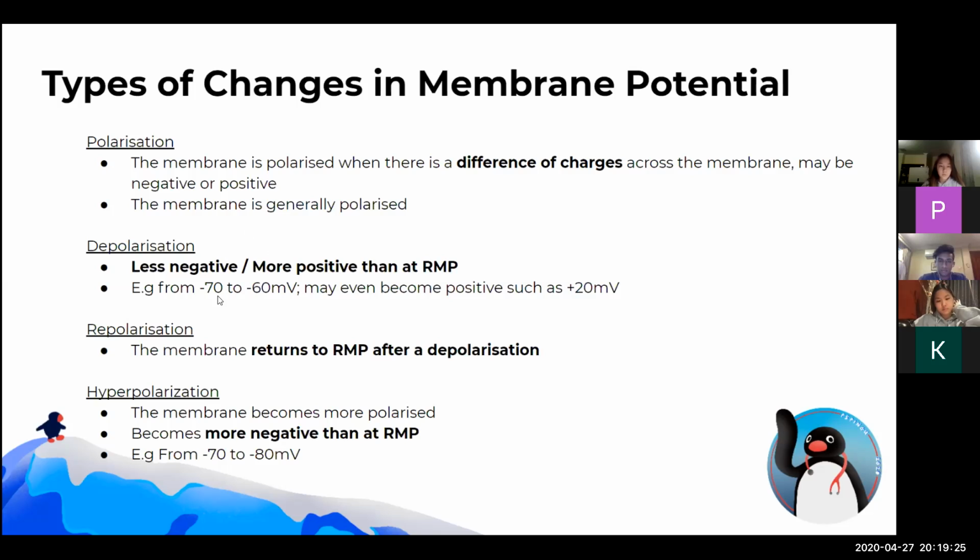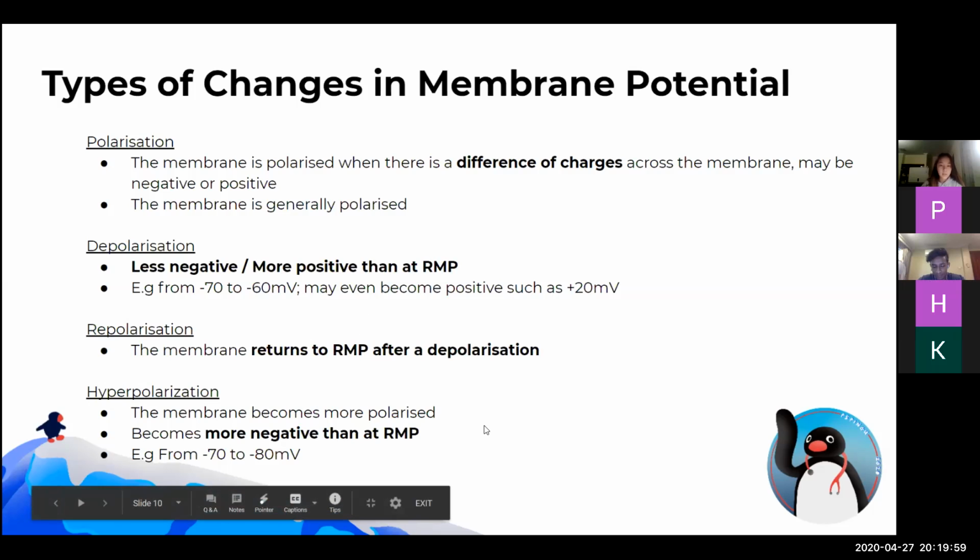For example, we could go from -70 to -60, even though we're still in the negative zone. We've become more positive, so this is still depolarization. Of course, we could depolarize a lot and hit +20. That's also depolarization, just to different extents. Repolarization is when the membrane returns back to resting membrane potential after we've had a wave of depolarization. And hyperpolarization is when the membrane becomes more polarized, or more negative, than our usual resting membrane potential. For example, we go from -70 to -80.